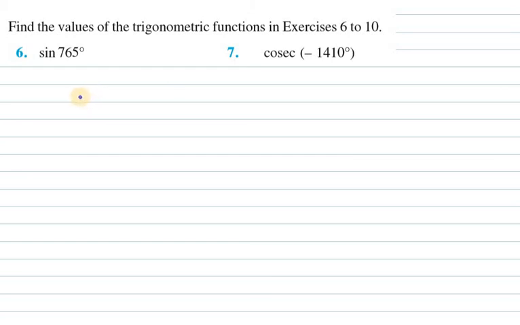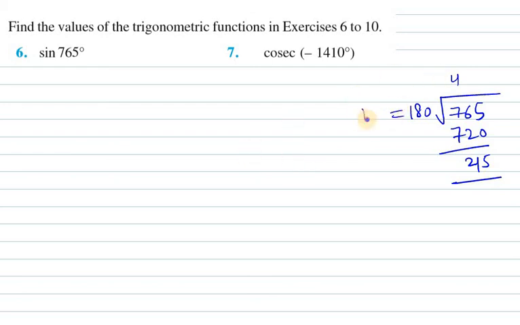In this case, what you need to do is to divide the number by 180 degree. So we have 765, and I will be dividing it by 180. We know 180 times 4 is 720, so the leftover part will be 45 degree. In this case, the divisor is 180 and the dividend is 765, the quotient is 4 and the remainder is 45.